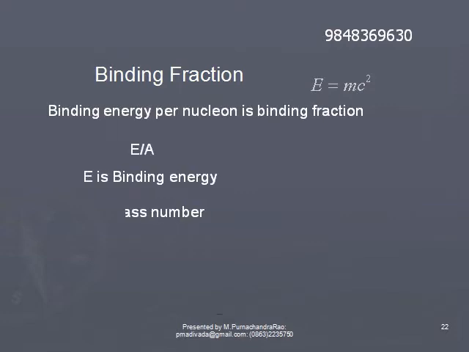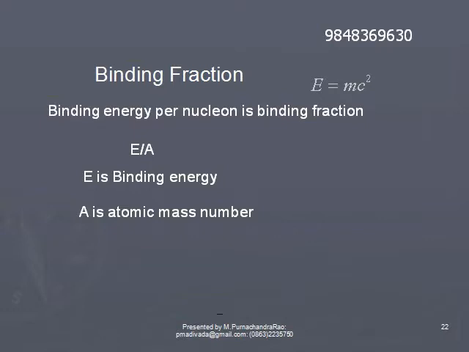We define another term, binding fraction, which is binding energy per nucleon. Binding energy per nucleon is termed binding fraction. If ΔE is the binding energy, ΔE divided by A gives the binding fraction.